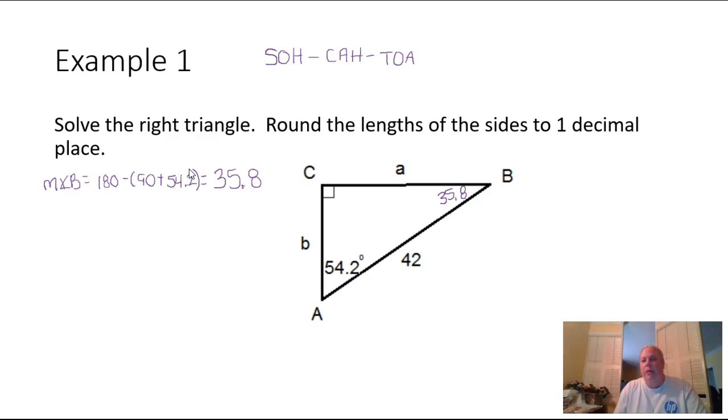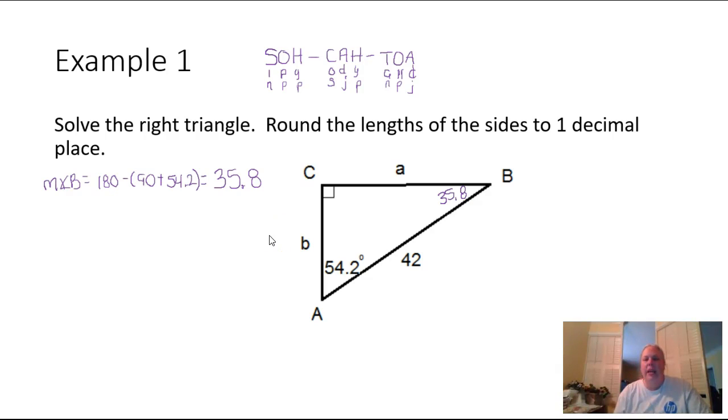Now remember, SO, this is the sine function, and you're going to use this when you know the side opposite from an angle and the hypotenuse of a right triangle. The CA, you're going to use the cosine function when you know the side adjacent to an angle and the hypotenuse of a triangle. And then for the TOA, we're going to use the tangent function when we know the side opposite from an angle and the side adjacent to the angle.